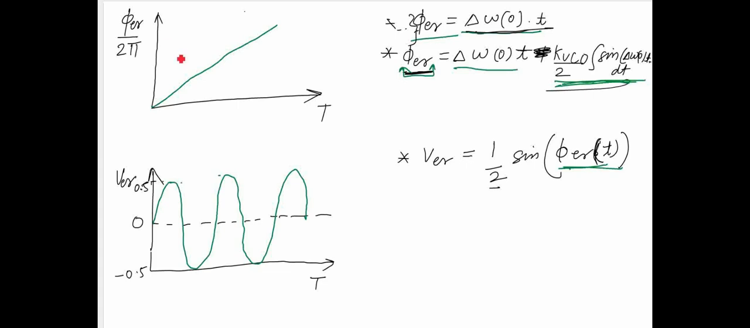See, this is linear and this is sinusoidal. So how can we plot it? The plot will come like this. And now, how will the V error be? See, now there is a linear term plus a sinusoidal term. So when you plot the V error, it will come somehow like this. Let me remove this. Okay, so it will come like this.